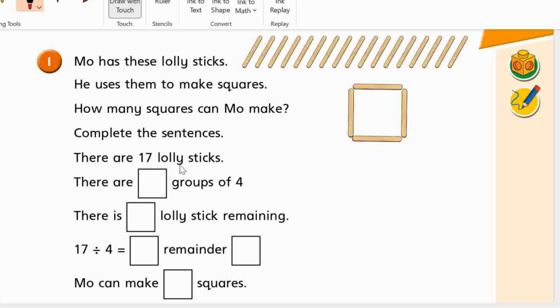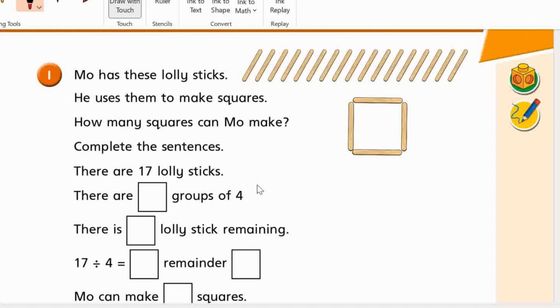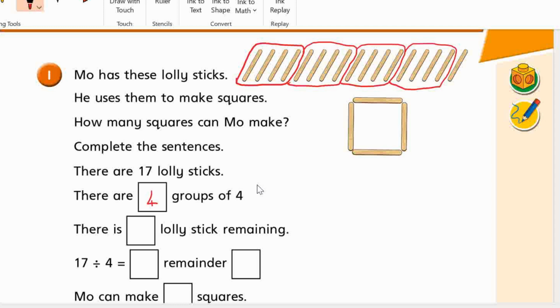But he has 17 lolly sticks altogether. So how many groups of 4 can he make, or how many squares can he make? Let's see. So I will circle 4 each time, and then we can see how many groups that makes. So there's another 4. And yes, you're right. He can make 4 squares. Okay, so there are 4 groups of 4. How many lolly sticks are there left over? 1 lolly stick is left.